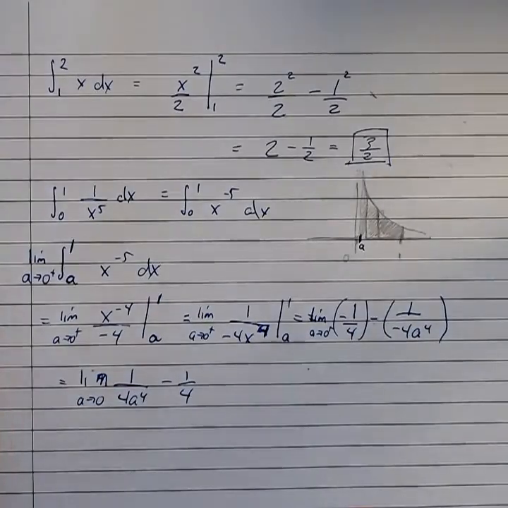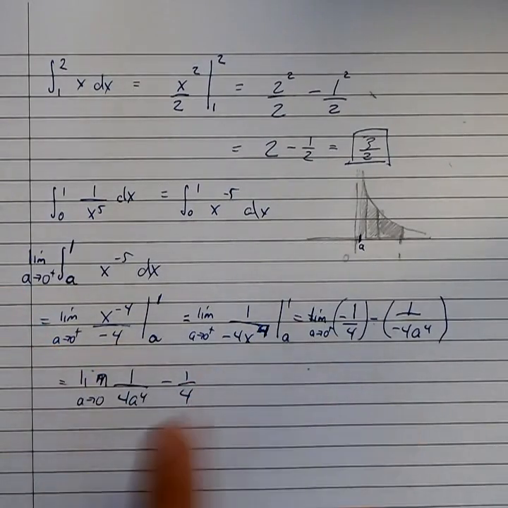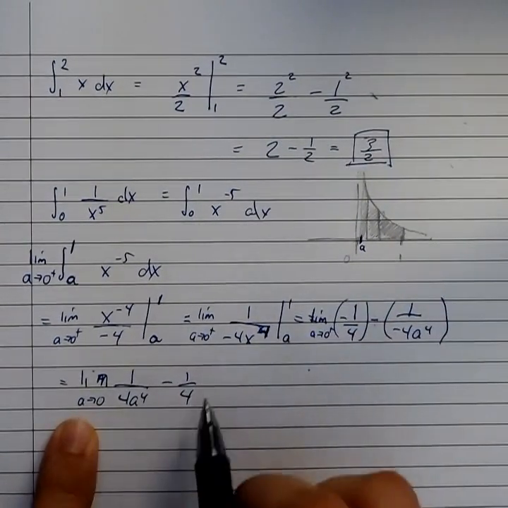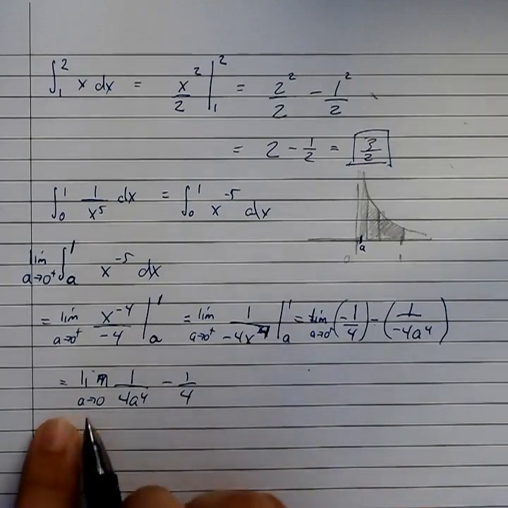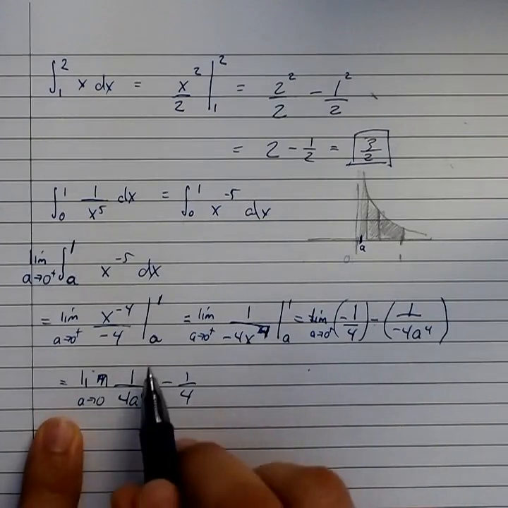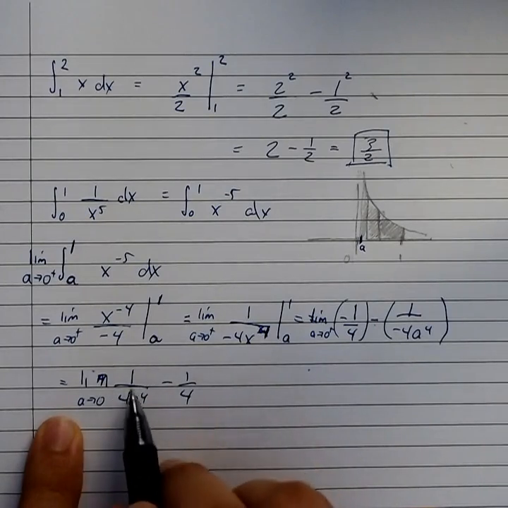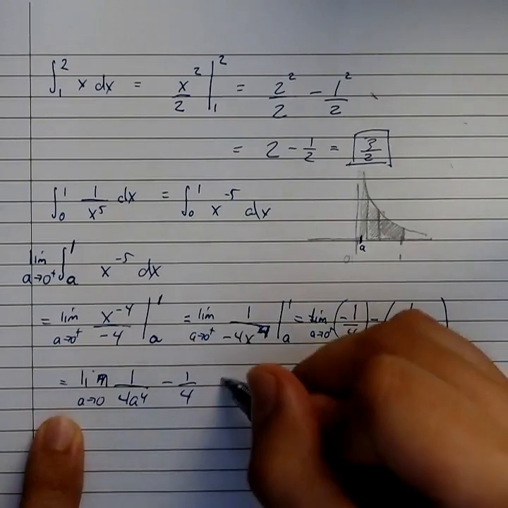But now, if this equals this equals this equals this equals this, I can take this limit. Here, that's a constant, which means taking a limit won't affect it. That'll stay 1/4. As a approaches 0, 1 over 4a to the 4th, that's 1 over something that's getting smaller, which ends up giving you something that's infinitely large.